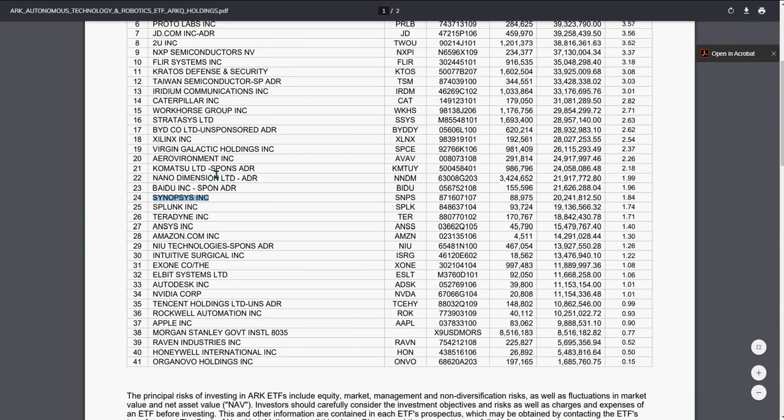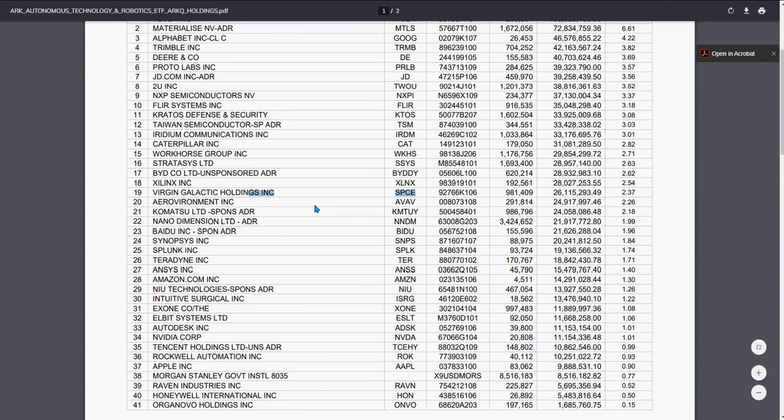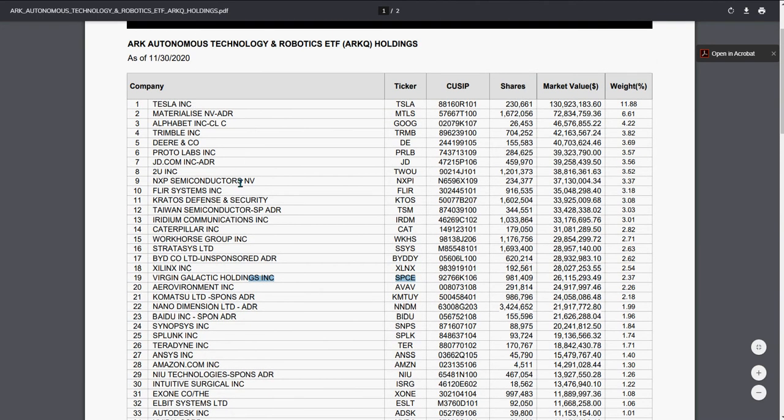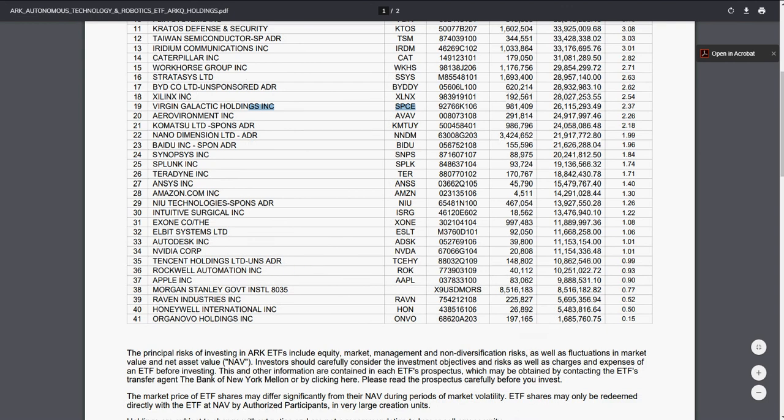Let's see, Virgin Galactic. It looks like they've been selling Virgin Galactic. It used to be way up here. Let's see, are they taking BYD? Yeah, there's not much more to say about them.